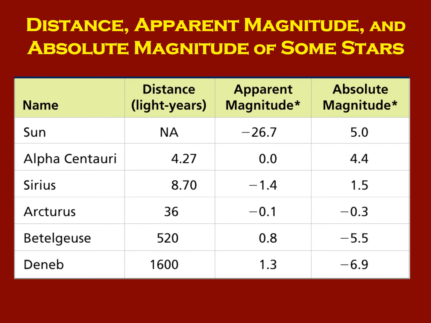Like look down at the bottom, Deneb. Well, Deneb is a very, very bright star. Its absolute magnitude is almost -7. That is incredibly bright. However, it's very, very far away. It's 1,600 light years away. So it just doesn't look that bright to us. It looks about 1.3 magnitude. Okay, well, that's bright in our sky, but not nearly as bright as it truly is.